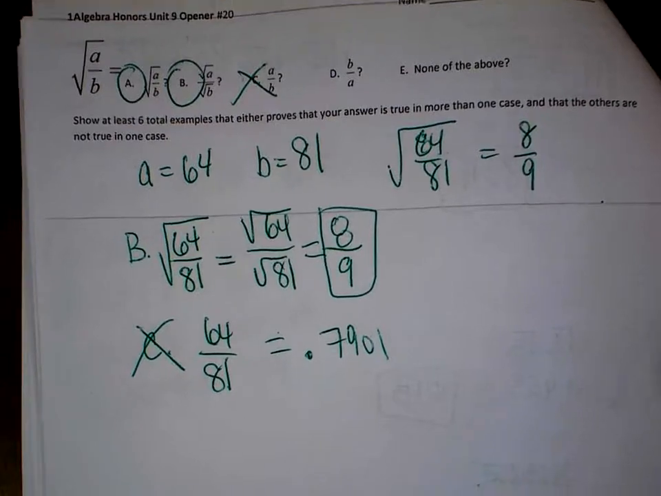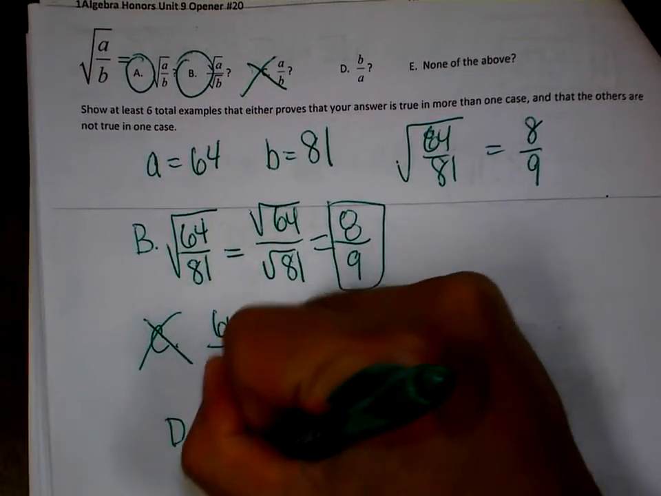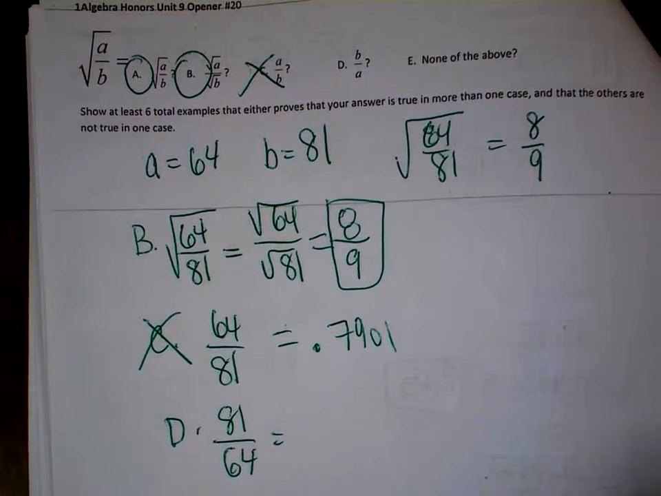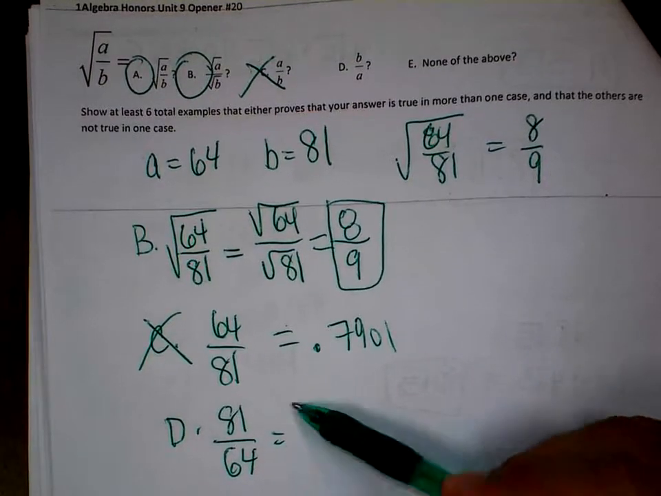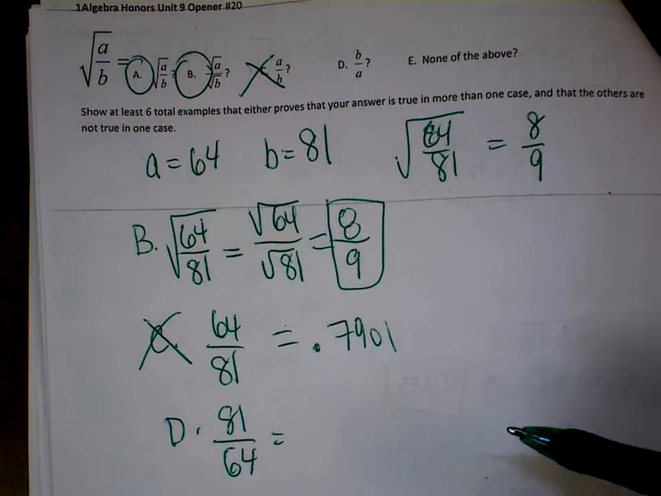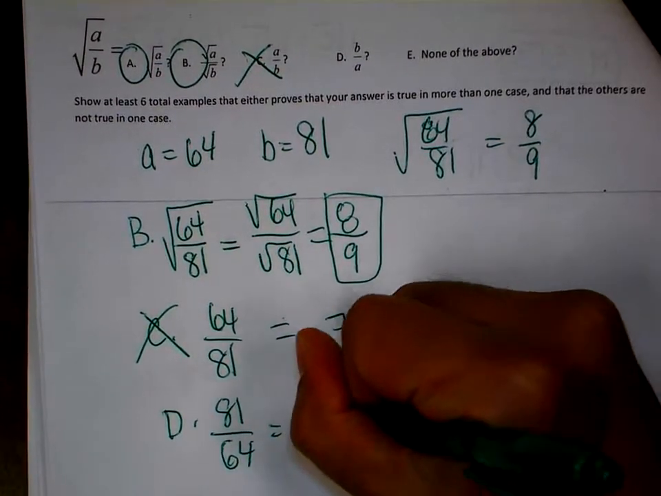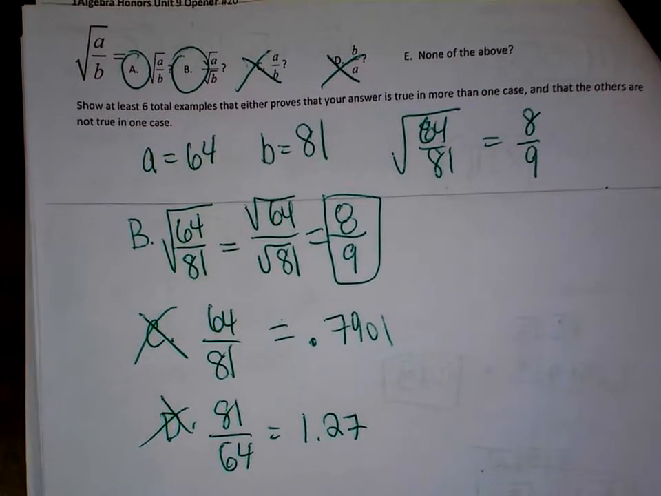What about when I reciprocate it, when I flip it? Is 81 over 64 the same as 0.88888? Well, hopefully you could look at that and say there's no way because 81 is bigger than 64, so 64 goes into 81 certainly more than 0.88888 times, more than one time. And when you type it in, you get 1.27. So definitely not D. So the solution is B.